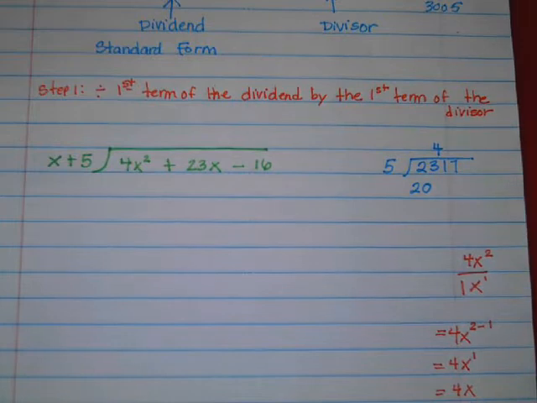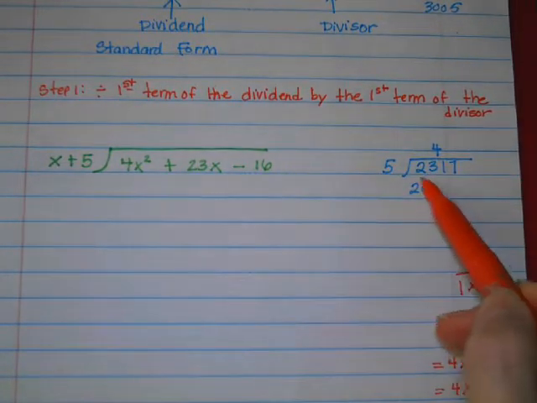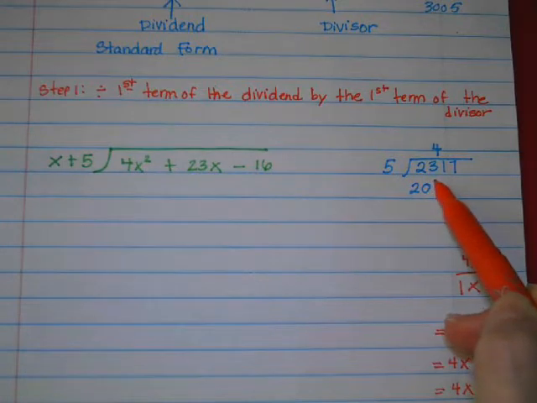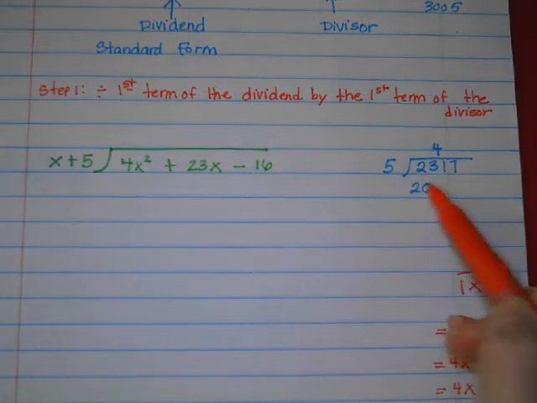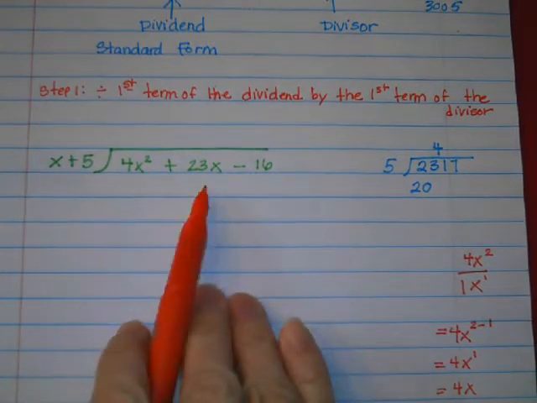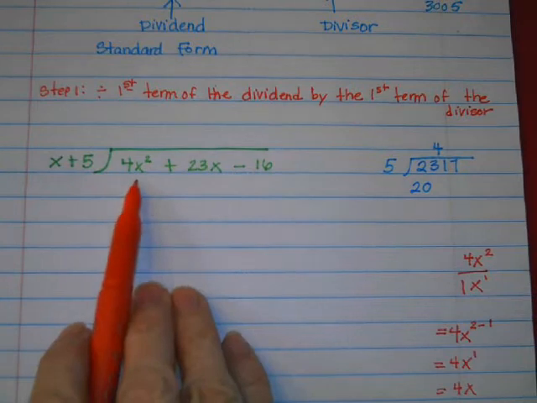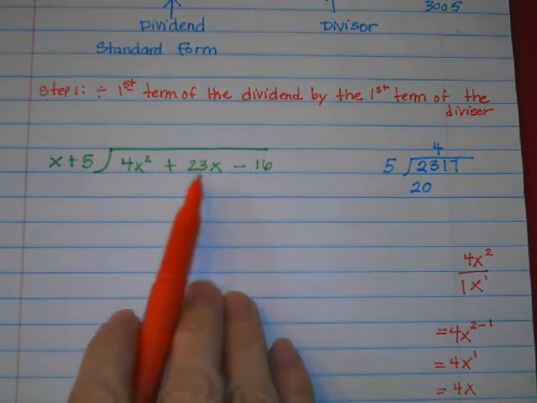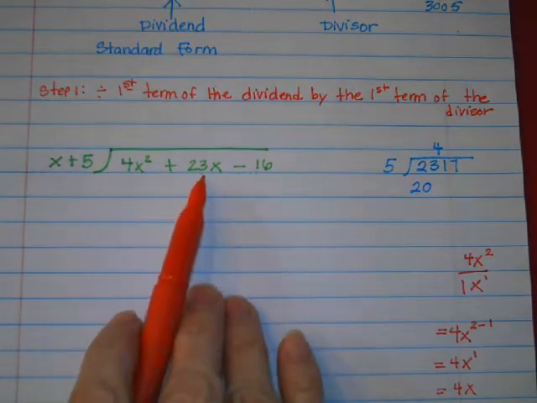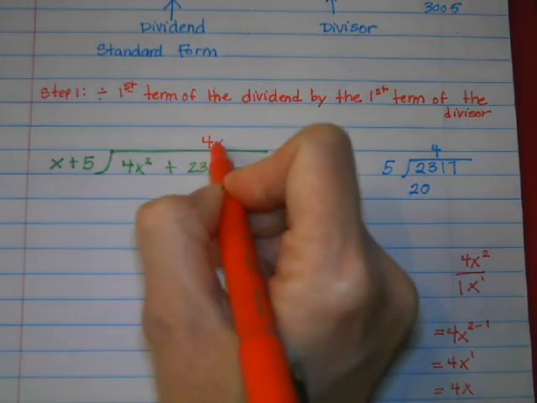And we kind of talked about that if I multiply 5 by 4, I went over 2 places, or to the ones place of a 2-digit number. I have to take this same value and put it over its like term. Since this is to a degree of 1, this is not a degree of 1. So I put it over the degree of 1, which is this 23x. So I put my 4x right here.